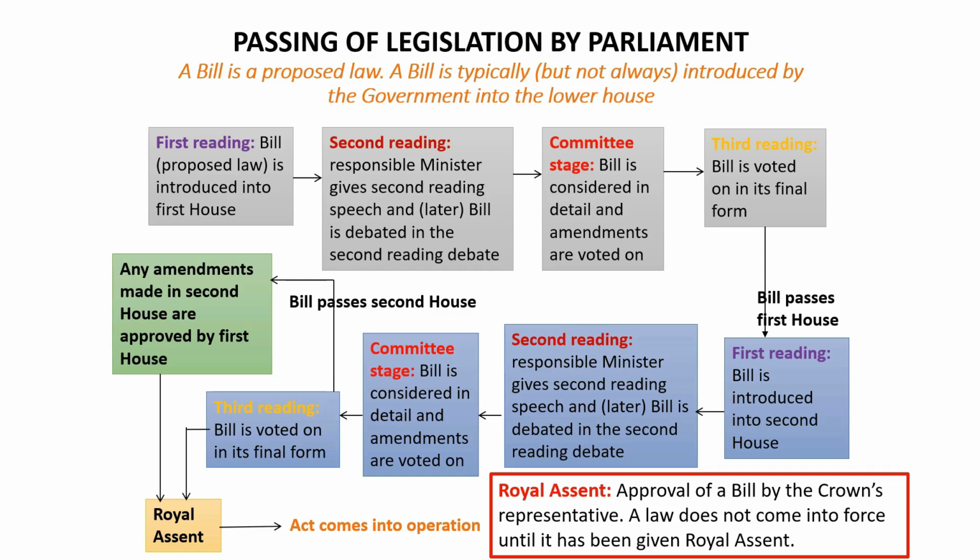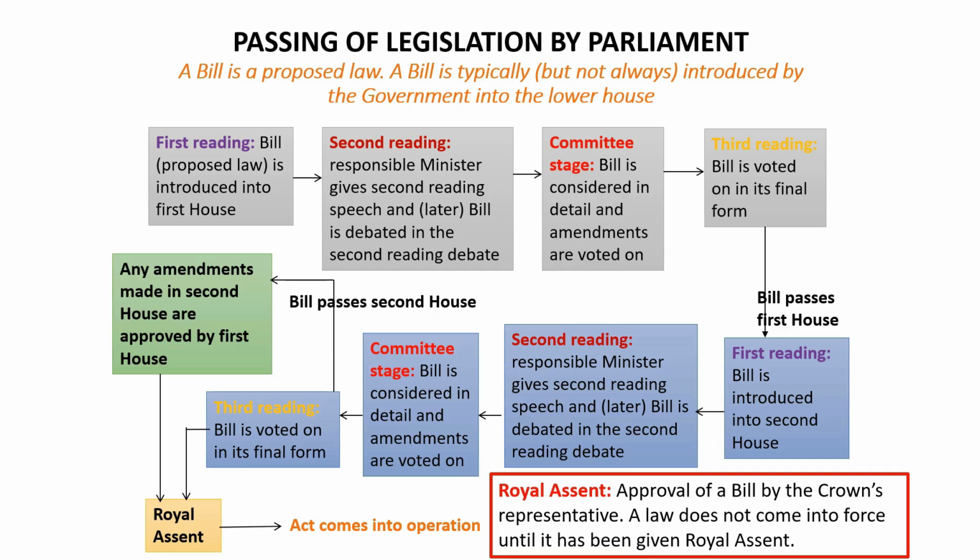A bill cannot come into force as a law unless the bill has first been given royal assent. Now, as a matter of practice, the Governor-General or the Governor will always give royal assent to a bill that has been passed by Parliament. So never talk about the Crown's representative refusing to give royal assent to a bill.